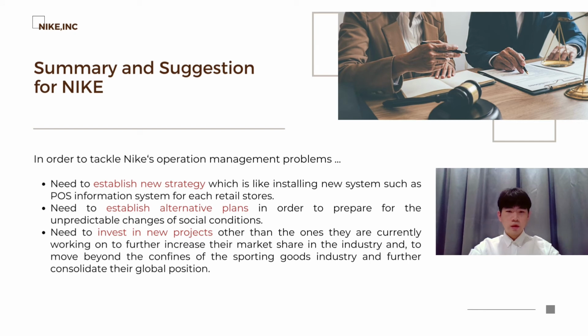There are some recommendations and suggestions for Nike. First, implement a new strategy such as a point-of-sale information system for each retail store, which can allow them to collect important information more instantly and accurately. Second recommendation is always prepare an alternative plan to overcome unpredictable changes of social conditions. Last recommendation is invest in new projects. This is to further increase the market share in the industry, move beyond the confines of the sporting goods industry, and further consolidate their global positions.